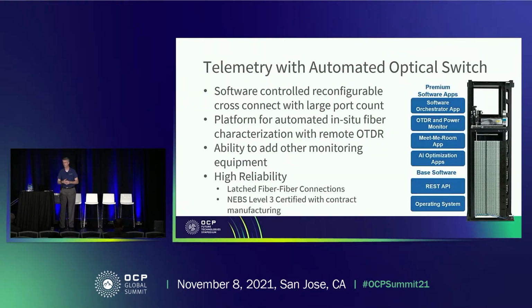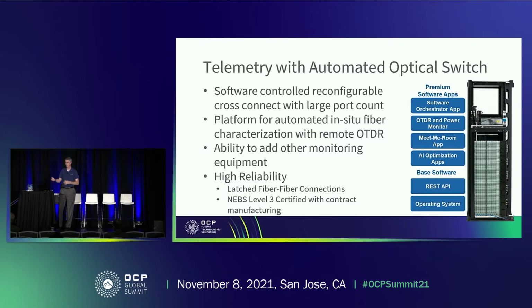Telescent has developed a software-controlled reconfigurable cross-connect. This is a robotic-controlled cross-connect that lets you monitor and change the connections within a data hall, or in one of our other applications, a multi-tenant data center. And a lot of customers have actually put in situ fiber monitoring and characterization with that. So we have our robotic switch here. In the top there's space for some diagnostic equipment as well, such as OTDR.